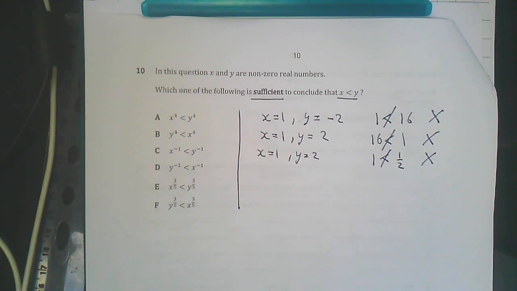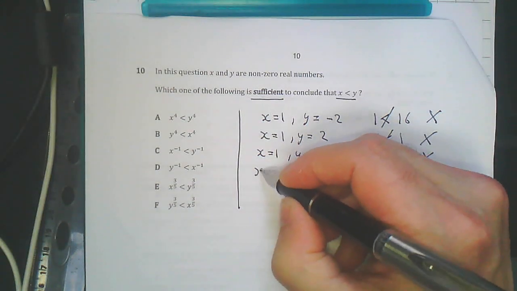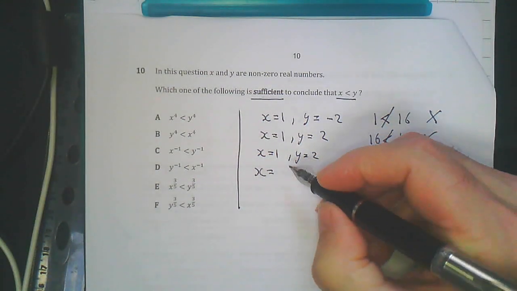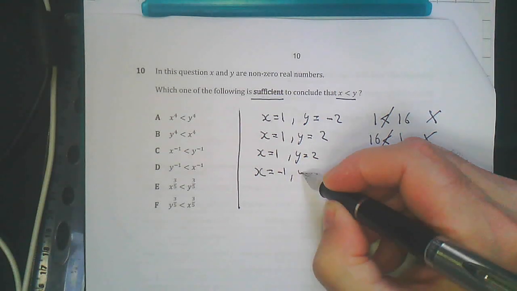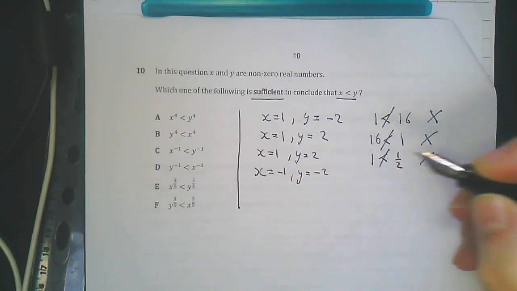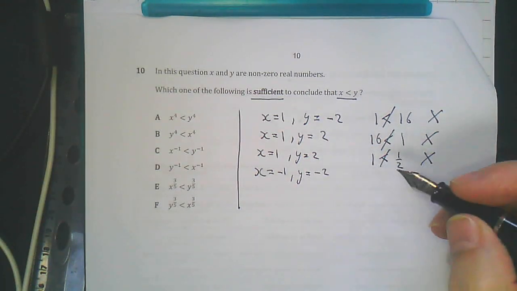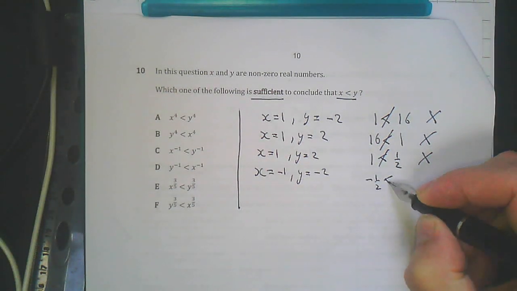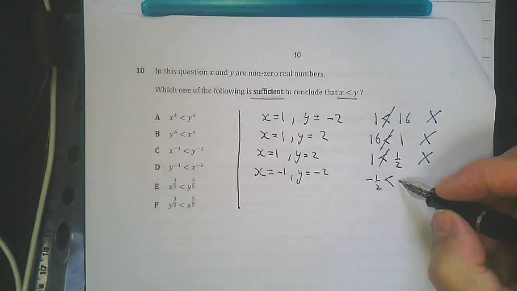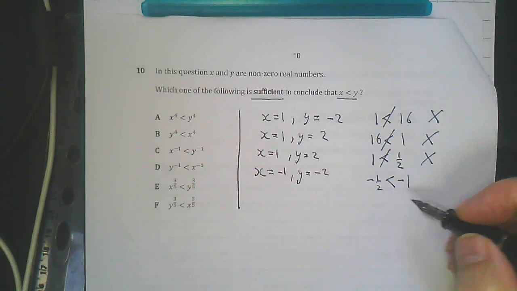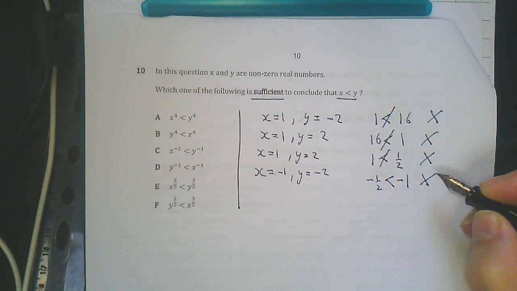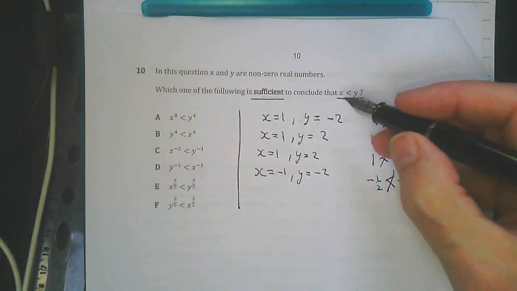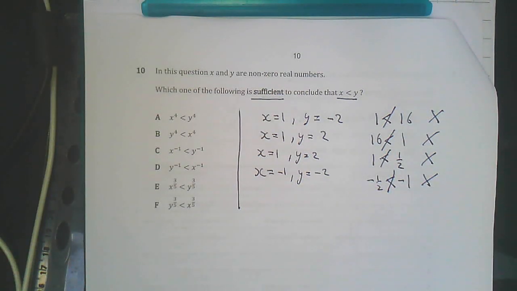The next one, we can use negative numbers, I think. If we put in X equals -1, Y equals -2, we start with the Y's this time, so we get -1/2 is less than -1. Well, that's not true either. That's the wrong way around too. So the first four are not sufficient.